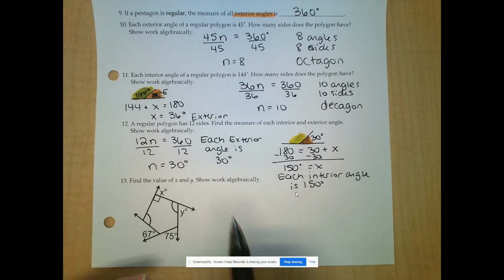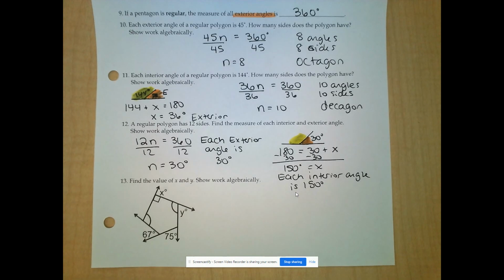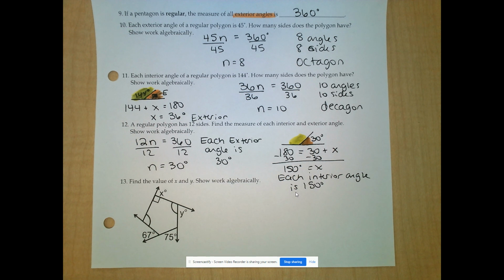Now, another option, if you knew that it had 12 sides, you could use the formula from the previous lesson. The sum of the angles is equal to 180 times n minus 2. You could do 180 times 10. It would have 1,800 degrees, and then you would divide it by 12.